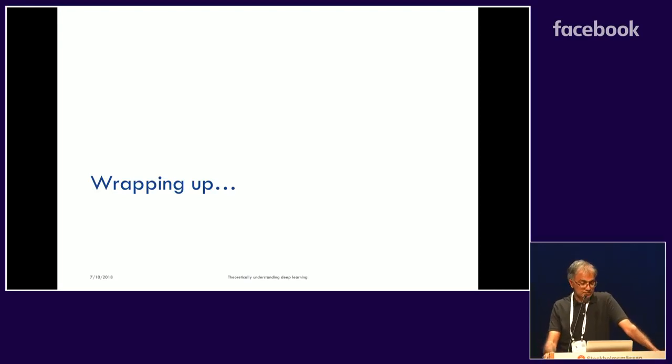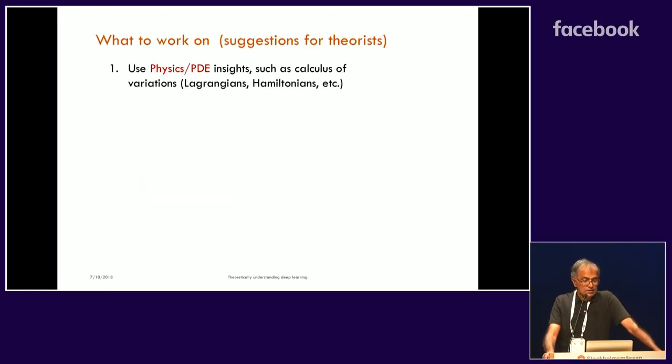So wrapping up, what to work on? These are suggestions for theorists. Here are some things that I would love to understand more myself. Use insights from physics and partial differential equations. There are a lot of ideas like calculus of variations, which I wish I had learned more about in my undergrad days. I think those are very relevant, and there are people working on them now.